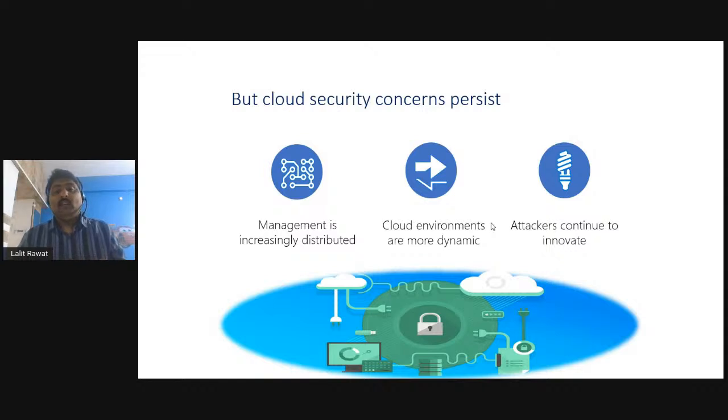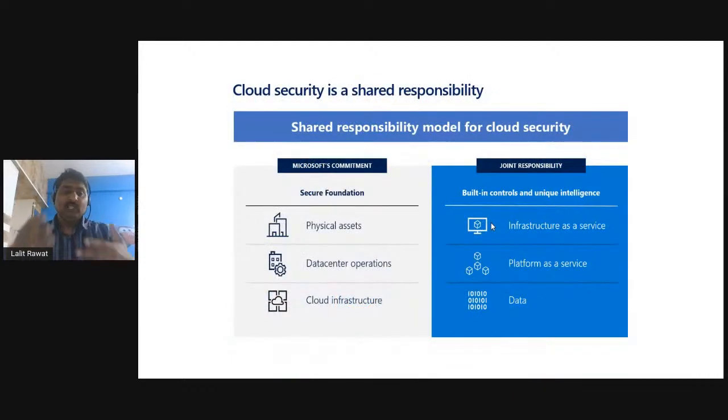Everyone knows the cloud is dynamic, and you can manage it centrally. But what happens afterwards? Specifically, we have covered the key responsibilities which Microsoft has committed to, and the joint responsibilities of the customers.